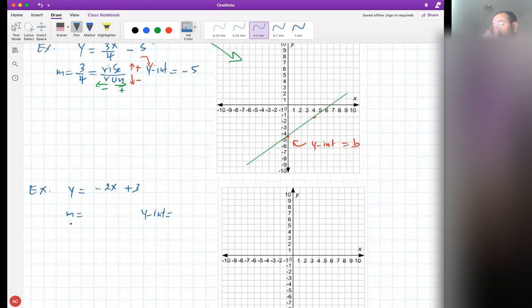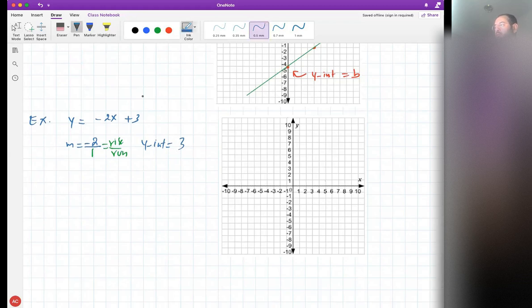What's the slope of this line? -2. If we want to write it as rise over run, as a fraction, what do we do? We're going to put it over 1. Now we have it as a rise over 1. And the Y-intercept is always by itself, this number. The Y-intercept is basically 3, +3.